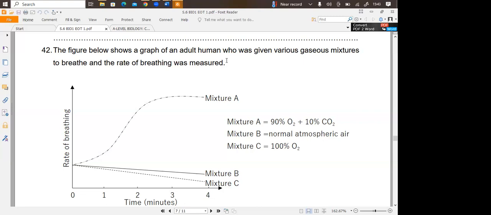So here they're telling us that, first of all, we have an adult human who was given mixtures of gases to breathe. It means that they had different mixtures of gases, and they presented these different mixtures to this adult human to breathe. And as this adult human was breathing, they measured the rate at which this human was breathing. So that is what they did basically.